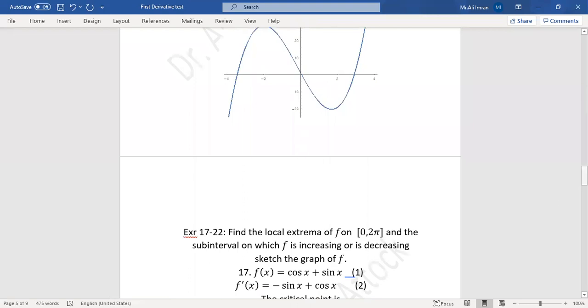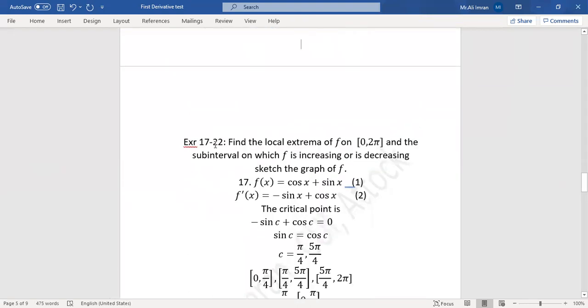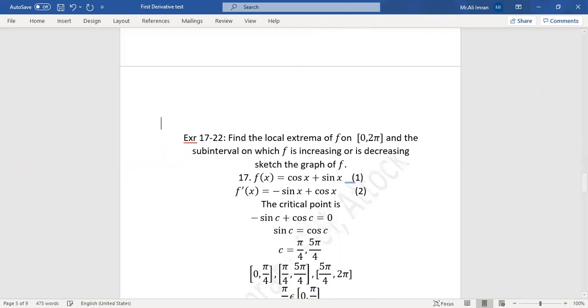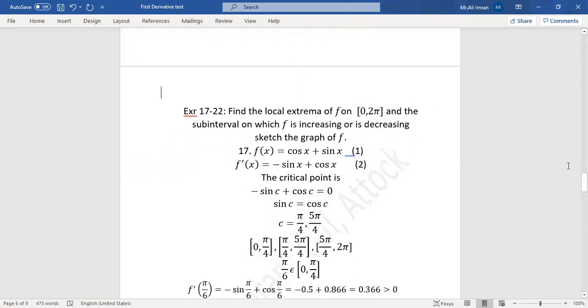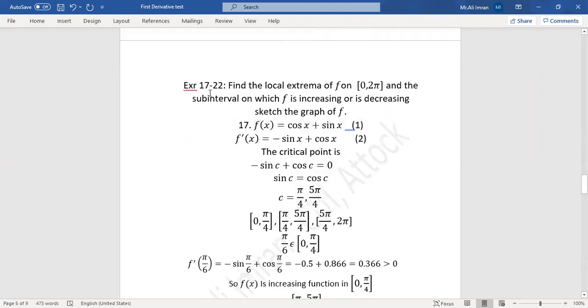Now we will do some questions on trigonometric functions using cos of x and sin of x. Questions 17 to 22: find the local extrema of f on the interval 0 to 2 pi and the subintervals on which f is increasing or decreasing. Sketch the graph of f. Question number 17 is f of x equal to cos of x plus sin of x.